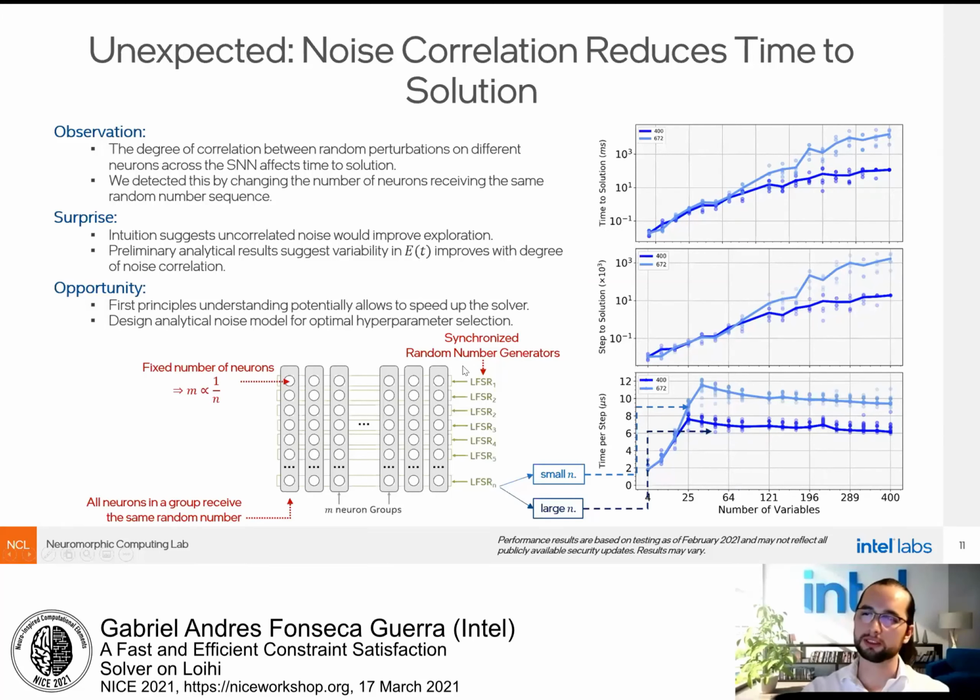The important thing here is that we see that the noise correlation is actually affecting time to solution, and we need to do more analytical research to understand how to improve this solver even further. We have some analytical results that show that the variability of the energy function is improving as you increase the noise correlation, but we are in the process of understanding this at a deeper level.